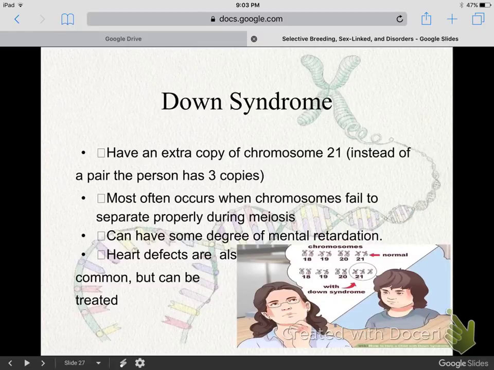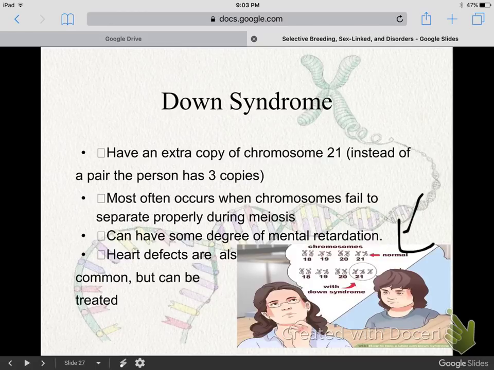Down syndrome is a genetic disorder where you have an extra copy of chromosome number 21. So if you look in the picture here, it shows you chromosome 18, 19, 20, and 21, what it would look like normal. And then it shows you where it made an extra copy of 21, which creates Down syndrome. This occurs during meiosis whenever your chromosomes are copying and separating. Whenever they pull apart and separate, they fail to separate properly, and that can cause that extra copy of chromosome 21.